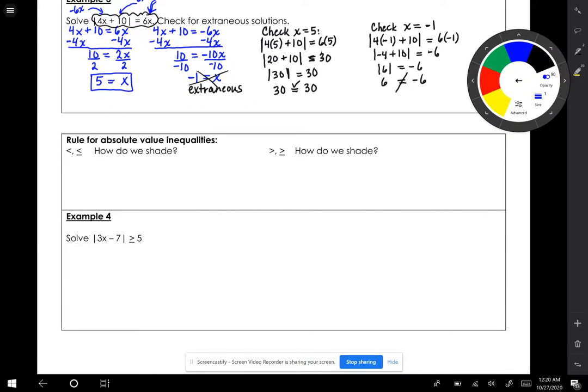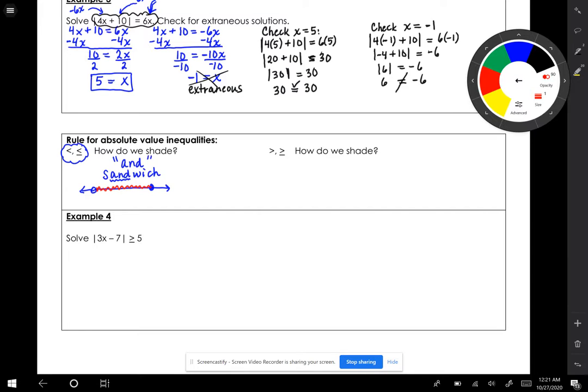And really, this is just memorization. If you have less than or equal to, when you're solving an absolute value inequality, how are we going to shade it? Well, if it's less than or equal to, it's going to be an AND graph. And if you remember what an AND graph looked like, it was a sandwich. Here's a really good way to remember that: the word AND is in sandwich. It's a sandwich graph. You could have an open circle, closed circle, or both closed circles, but the graph in between is a sandwich.